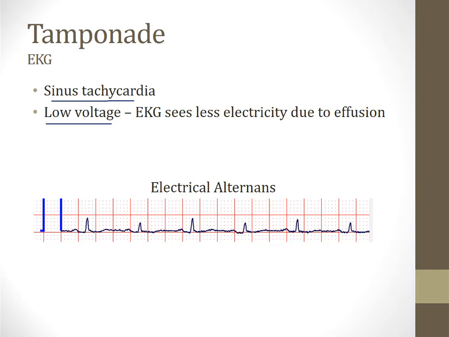The EKG sees less electricity due to the effusion around the heart, and therefore instead of having a big, tall QRS complex, you may have a small QRS complex. That's called low voltage. And then finally, some patients have a heart that is swinging inside the pericardial effusion. They will develop an EKG finding called electrical alternans. This is when some QRS complexes are bigger and others are smaller in an alternating pattern. Basically, the heart is swinging inside the effusion with each heartbeat, and that creates electrical alternans.